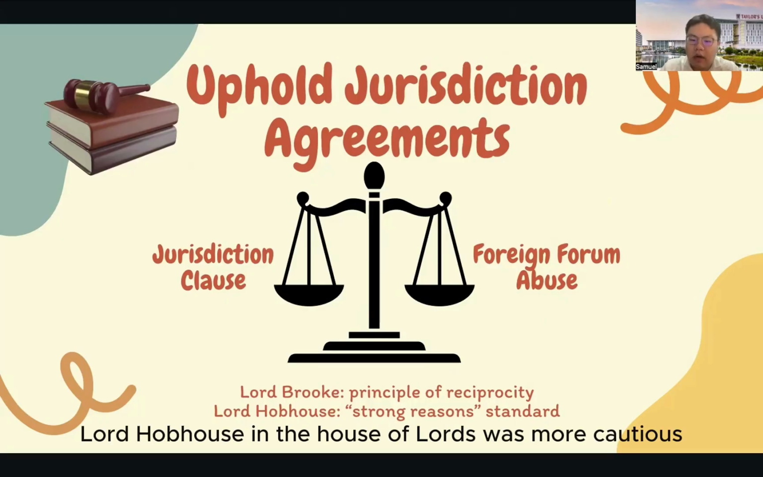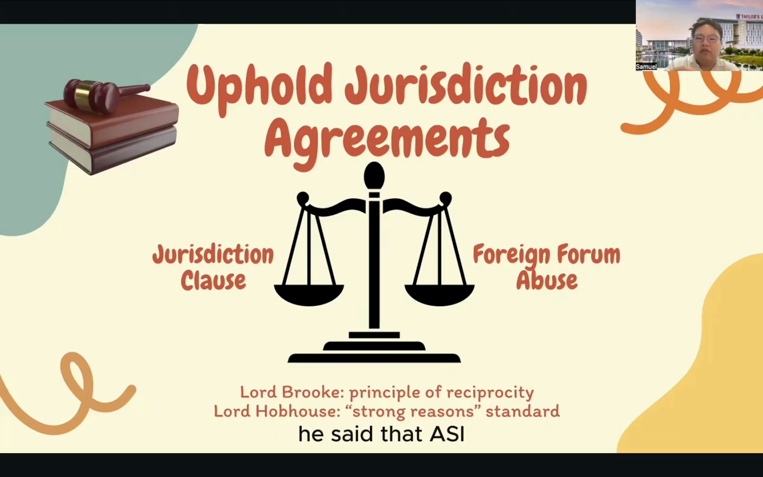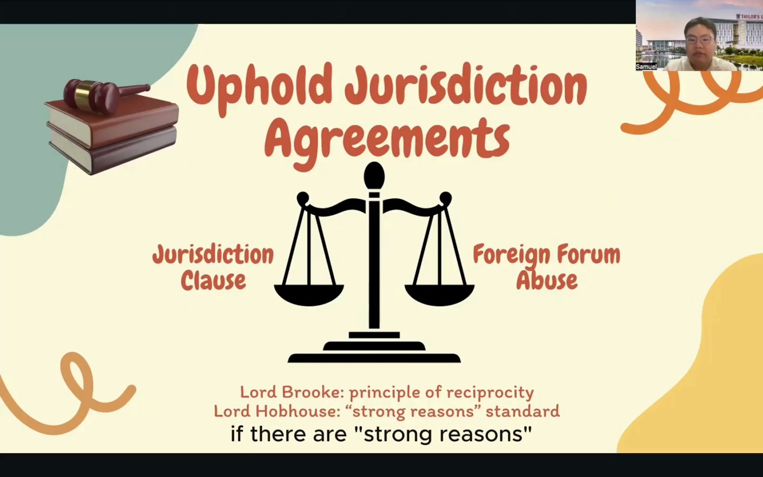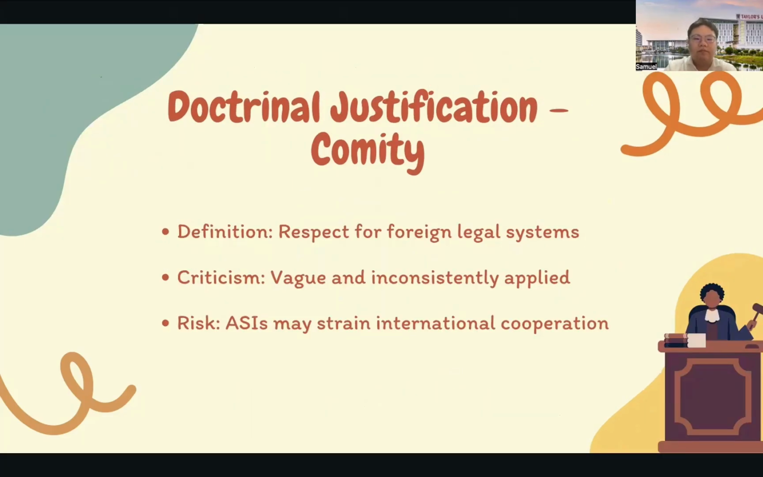However, Lord Hoffmann in the House of Lords was more cautious. He said that ASI should only be granted for jurisdiction clauses if there are strong reasons, especially if England isn't the natural forum. Later, in Turner and Grovit, Lord Hobhouse went further and said ASI should only be used to protect existing English proceedings. If there is no active case in England, the justification for an ASI becomes much weaker.